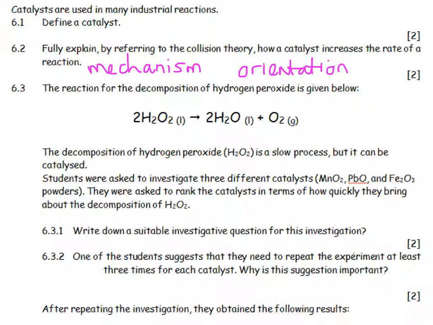The reaction for the decomposition of hydrogen peroxide is given below. The decomposition is a slow process, but it can be catalyzed. Students are asked to investigate 3 different catalysts, and they are given there. You've got manganese dioxide, lead oxide, and iron 3 oxide. They were asked to rank the catalysts. So this is what you have to do.